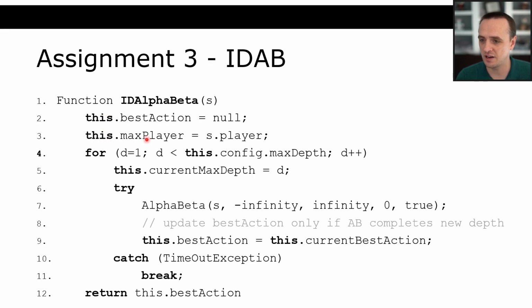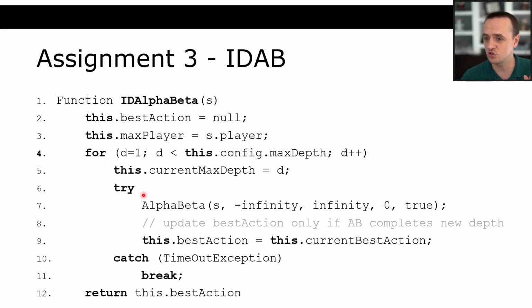And the maximizing player is the player that's currently to move in the state. So if I have a game of chess and the black player is going to move, then the person who's maximizing is the person controlling the black pieces. Okay? Then I'm going to have my loop that goes for depth 1 up to some maximum depth, right? And then I go for every depth. So I'm going to record a class variable called current max depth, set that equal to the current value of this iterator.